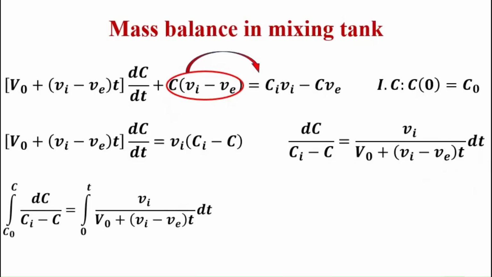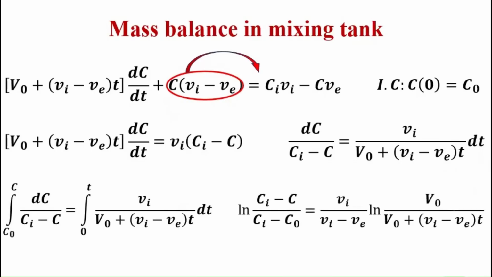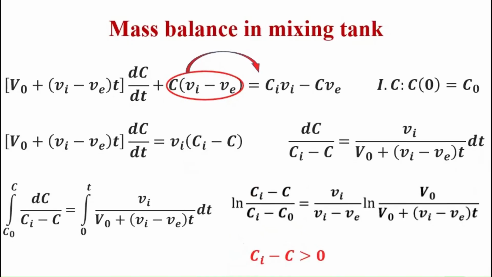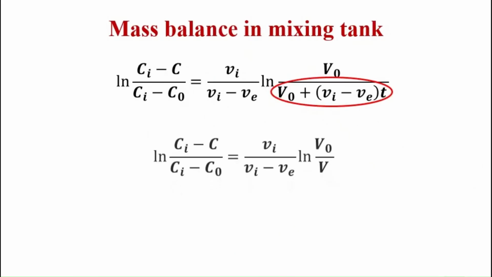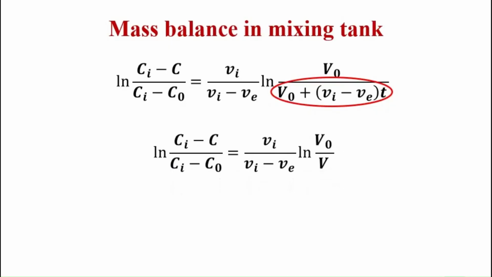The resulting expression involves logarithmic functions. Since all terms inside the logarithms are positive, absolute values are unnecessary. This solution gives the concentration as a function of time. Noting that the denominator in the expression corresponds to the solution volume, we can rewrite the result in a more compact form that directly relates concentration to volume.